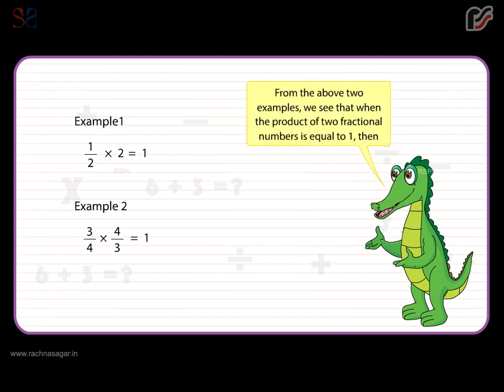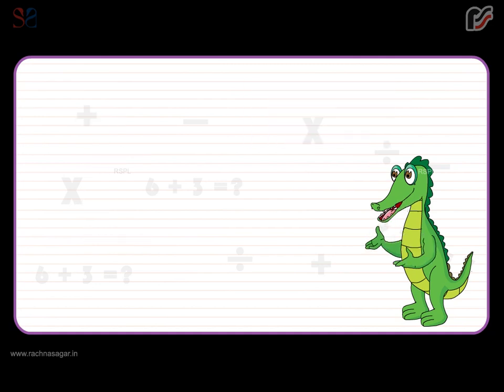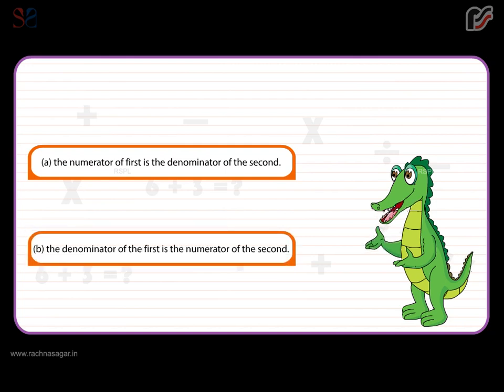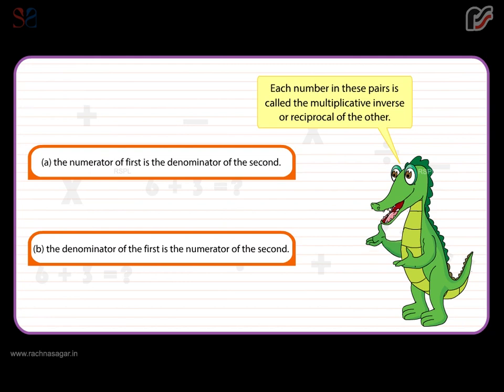From the above two examples, we see that when the product of two fractional numbers is equal to 1, then the numerator of the first is the denominator of the second, and the denominator of the first is the numerator of the second. Each number in these pairs is called the multiplicative inverse or reciprocal of the other.